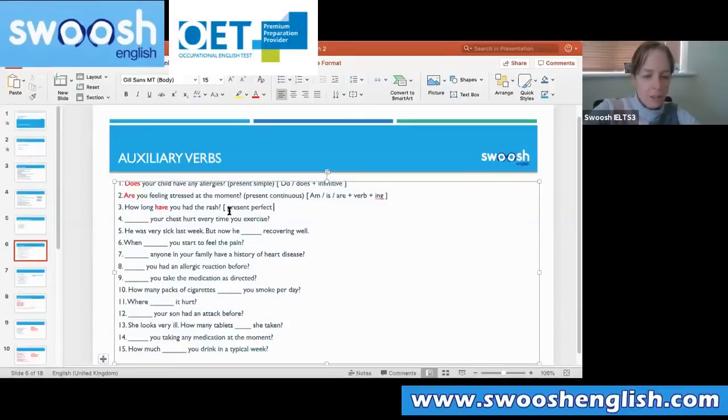Present perfect. Well done. Why is it present perfect? Anyone know why? So yes, it is present perfect: have or has plus the past participle. So had is like the third form. Exactly, that's how you form it. But why do we use the present perfect here? Do you know?